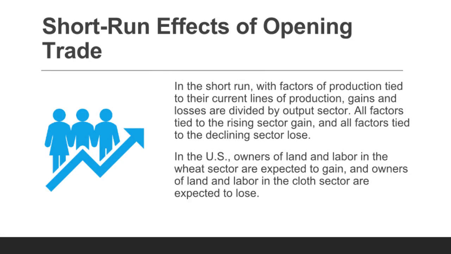In the short run, production factors cannot move easily between sectors. Therefore, in the short run, many or all factors employed in the export industry benefit from strong demand for their services and gain income. In the short run, many or all factors employed in the import competing industry suffer from reduced demand for their services and lose income. For example, in the United States, owners of land and labor in the wheat sector are expected to gain, and owners of land and labor in the cloth sector are expected to lose.